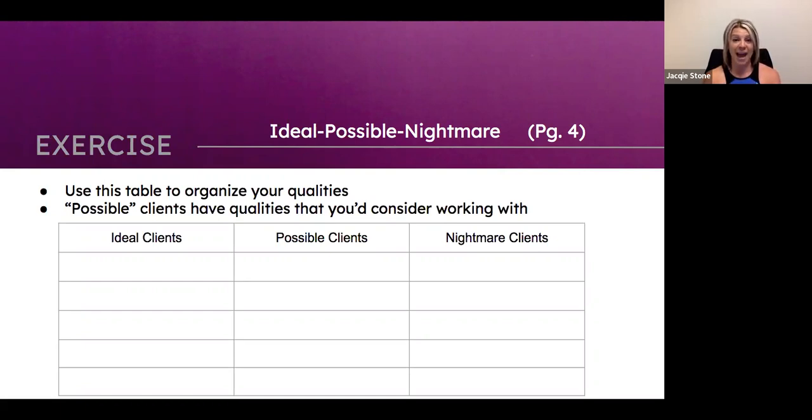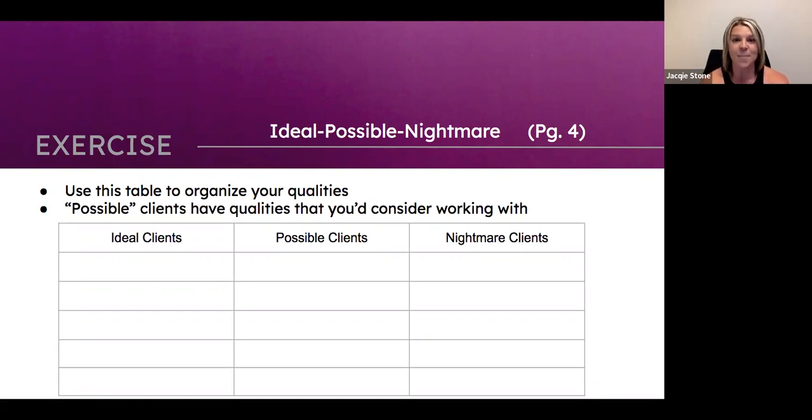You can look back at pages 2 and 3 of your workbook and bring in those qualities. This chart, ideal, possible, nightmare, is on page 4. So you'll see that on page 4 of your workbook, and you can go ahead and start writing down the qualities now.